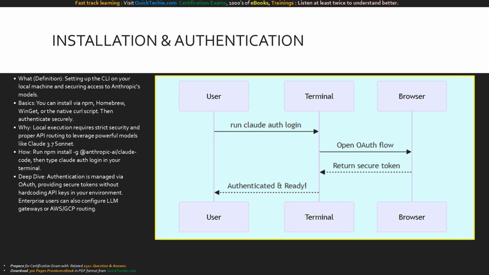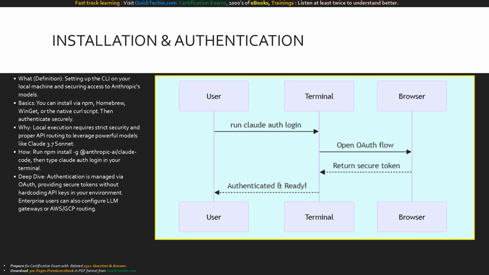Let's get hands-on with installation and authentication. Setting up Claude Code is incredibly straightforward and designed for enterprise-grade security. You can install it via npm, Homebrew, or the native curl script. Once installed, simply type claude auth login to authenticate securely via an OAuth flow in your web browser. This connects your CLI to Anthropic's powerful models while keeping your credentials safely stored in your system's keychain, completely avoiding the risk of exposing raw API keys.